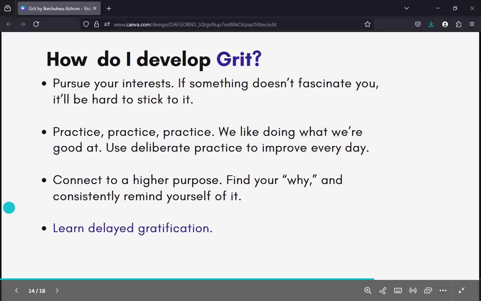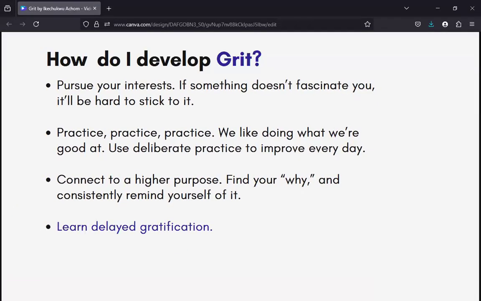And then learn delayed gratification. Don't trade what you want most for what you want now. Gritty people learn to say no to short-term pleasures in exchange for long-term rewards. That's how you actually get goals achieved. Don't trade what you want most for what you want now.